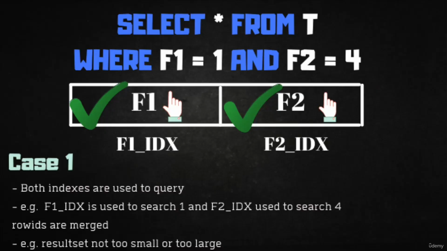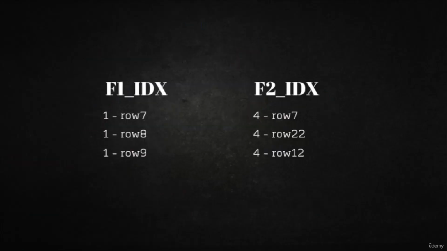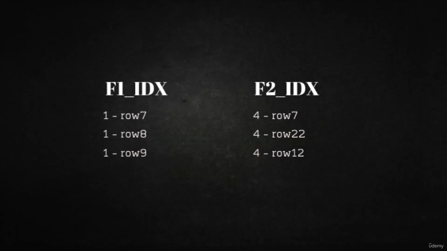So let's take case number 1. Case number 1 is when the database optimizer decides to use both of them. So what it does, it queries F1 IDX looking for the value 1 in this case, finding all the row IDs that match, and tuples in case of Postgres, row IDs in case of Oracle and SQL Server, and it collects all these row IDs. And then it does the same exact search but with the value 4 on F2 IDX.